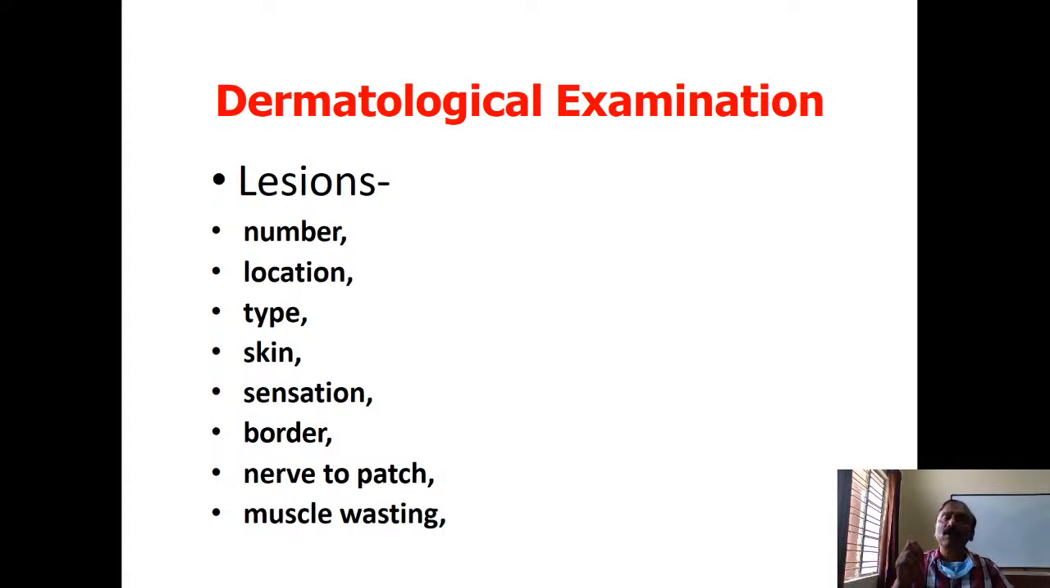Wisp of cotton, that is light touch. For deep touch, you will take a broad object which you can put onto that particular patch and touch. Then you will look for pain sensation. You will take a pin and try to see whether the person feels the pain.